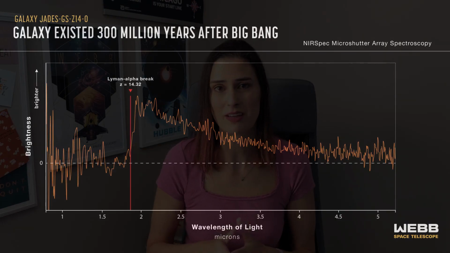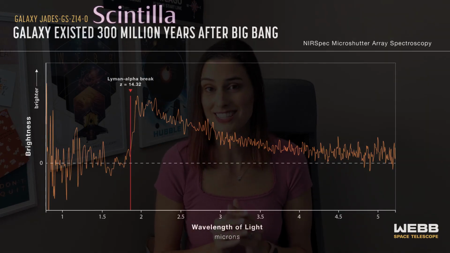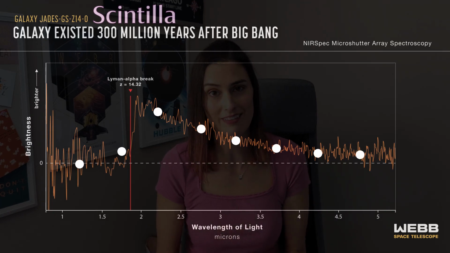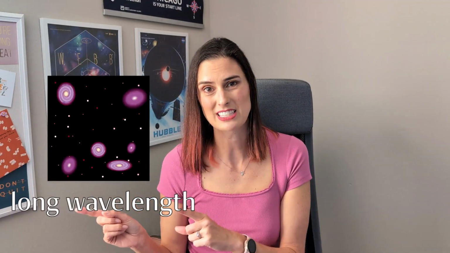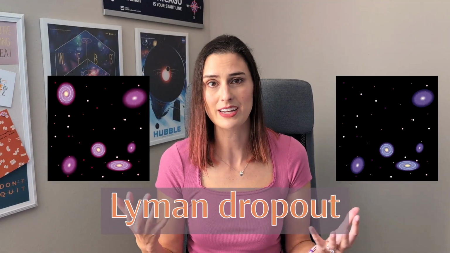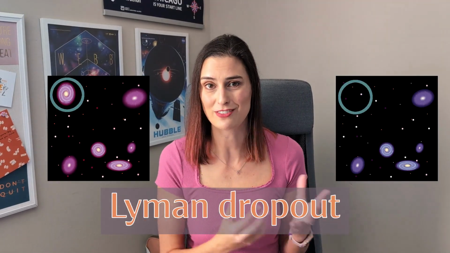And this isn't some kind of squint and you'll miss it type of feature, as you can see very beautifully illustrated here by this very detailed spectrum of Scintilla. And you can see why this sort of feature might be visible even without having a very detailed spectrum. Because of this Lyman break, if you have galaxies and you see them at longer wavelengths, but you don't see them at shorter wavelengths, this is called Lyman dropout, and it helps us identify candidates for high redshift galaxies.